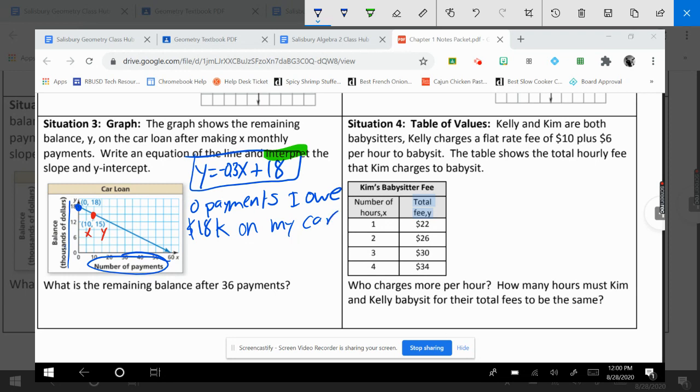What does the slope tell us? The slope is negative 0.3. Slope tells us that I'm paying off the car each month. I pay 0.3 of the thousands of dollars. So if you have $1,000, what's 0.3 of it? $300. So each month I pay $300.